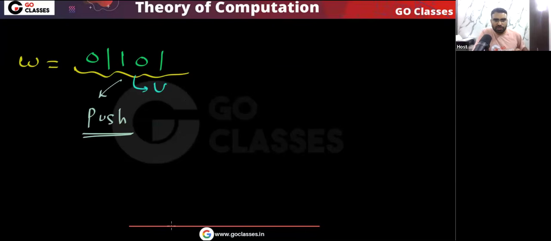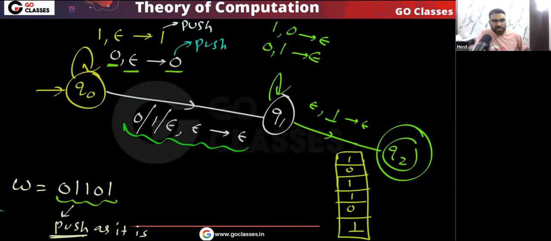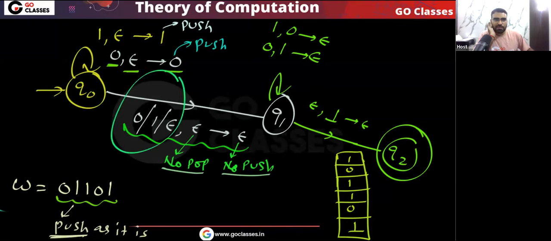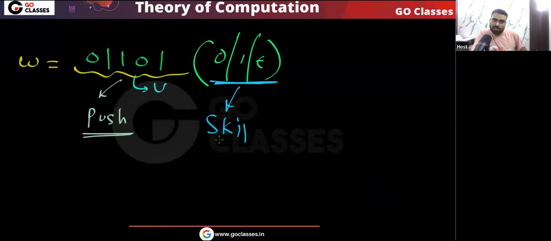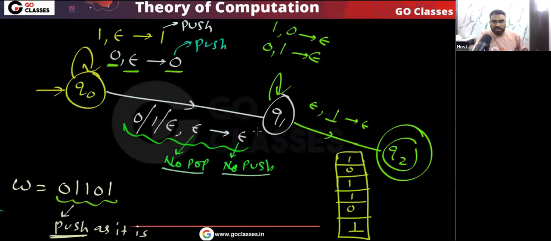Now you tell me, after that, what are we doing? Look at this transition. In this transition we are not looking at the stack. Yes or no? There is no pop, there is no push, so the stack is unchanged. Either we are skipping a 0 or 1, or we are skipping epsilon. Basically after this u, either 0 will come, or 1 will come, or nothing will come. Are you getting my point? At most one symbol we are skipping, because remember the stack is unchanged.